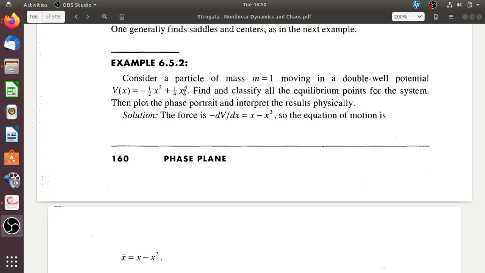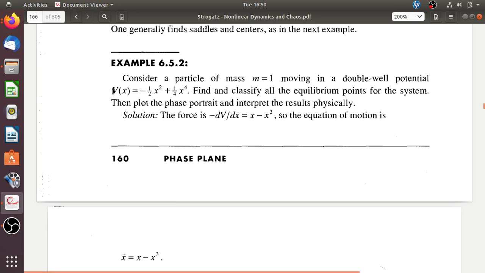Then for this system, what is the phase portrait? That's what we need to identify. So the first thing is we need to identify the equilibrium points, then we need to construct the phase portrait, and then we will try to understand what is the meaning from the phase portrait.